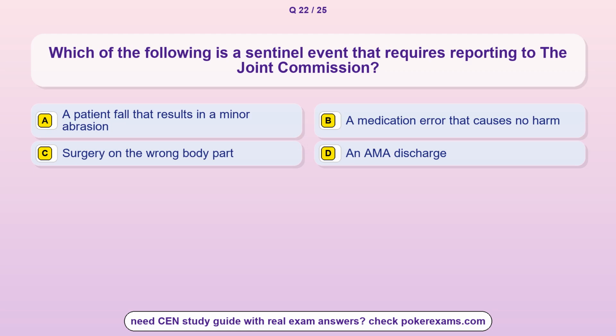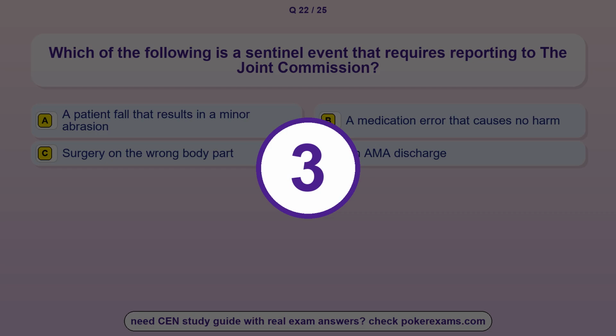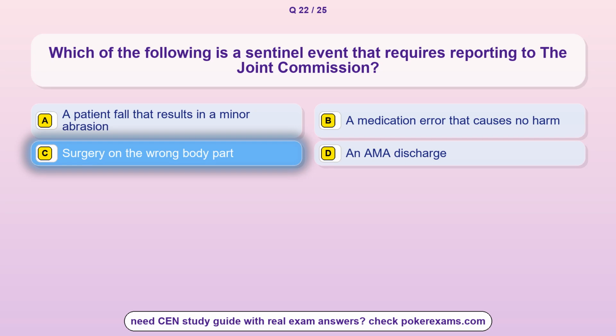Question 22. Which of the following is a sentinel event that requires reporting to the Joint Commission? Option A, a patient fall that results in a minor abrasion. Option B, a medication error that causes no harm. Option C, surgery on the wrong body part. Option D, an AMA discharge. The correct answer is option C, surgery on the wrong body part.